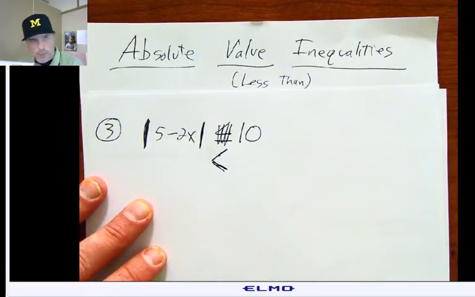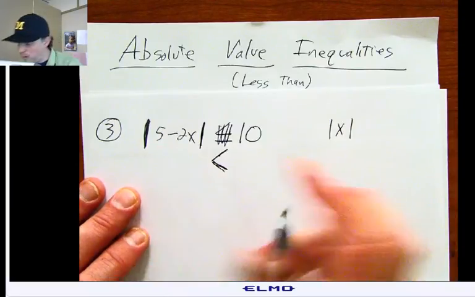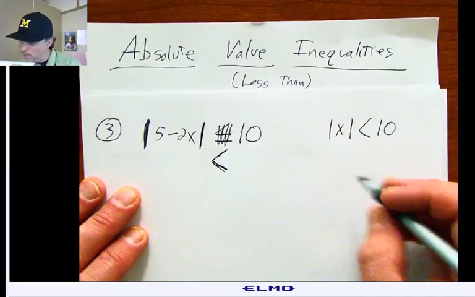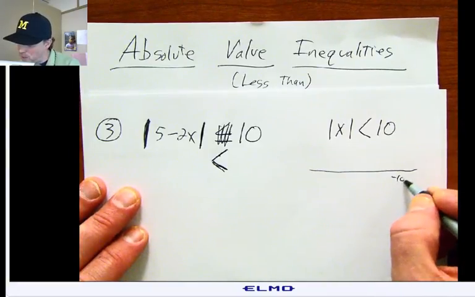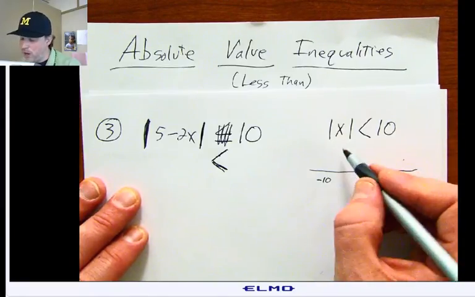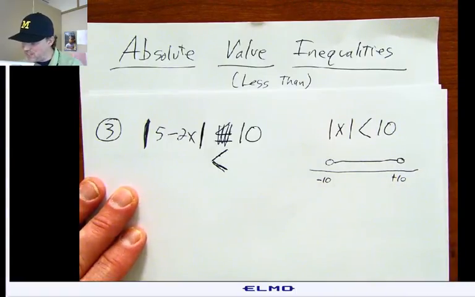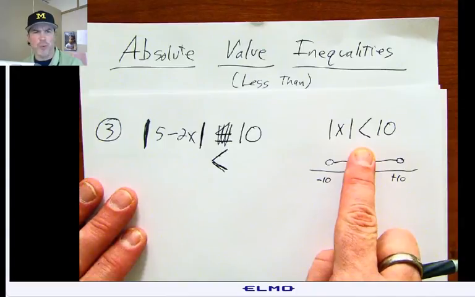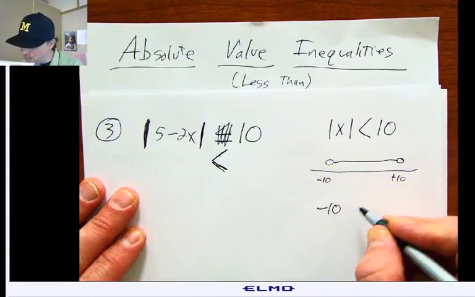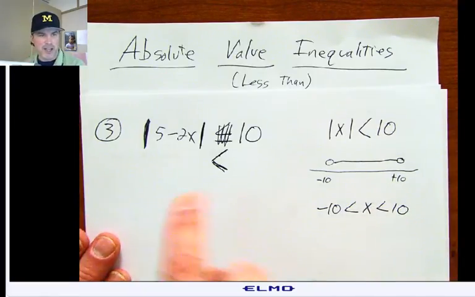So if you're confused on what to do with this one, think what would happen if instead of being absolute value 5 minus 2x, what if it was just absolute value of x less than 10? Well, if you think about the graph, all the way from positive 10 to negative 10, all of these numbers have an absolute value of less than 10. And then because it can't be equal to, we have to go open circle there. So it'd be like negative 10 less than x less than 10. So same idea over here.